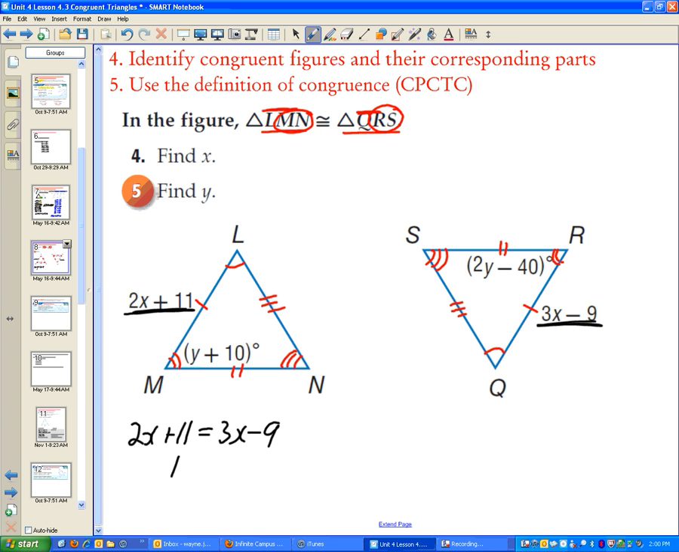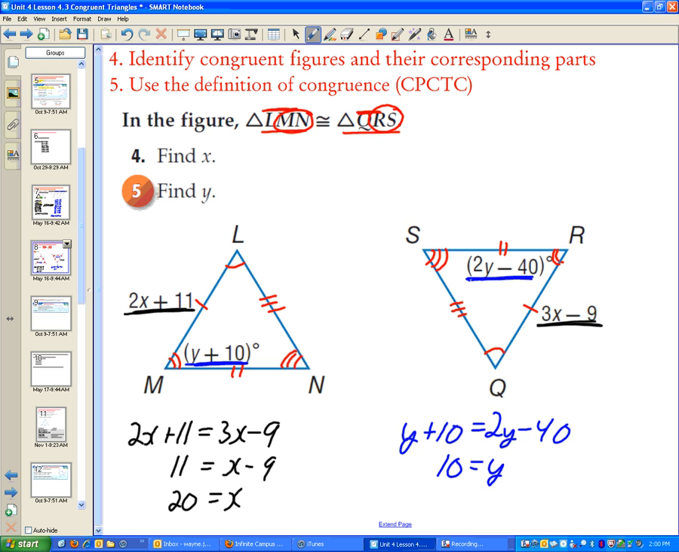What does X equal? 20. Now let's find y for number 5. See y? Are those two angles congruent to each other? Yep. So what's that tell you about their measures? Don't everybody say it at once. They're equal. What does y equal? Sure does. It equals 50.